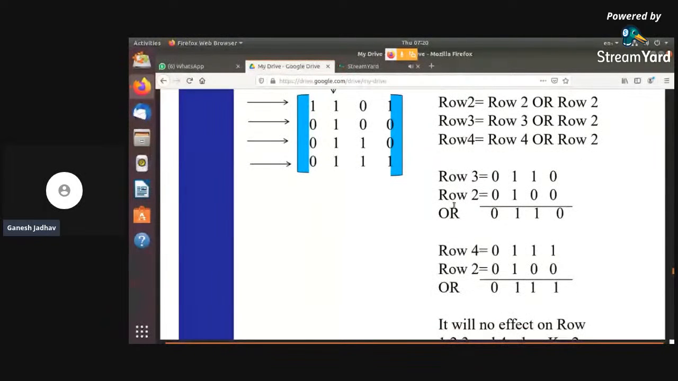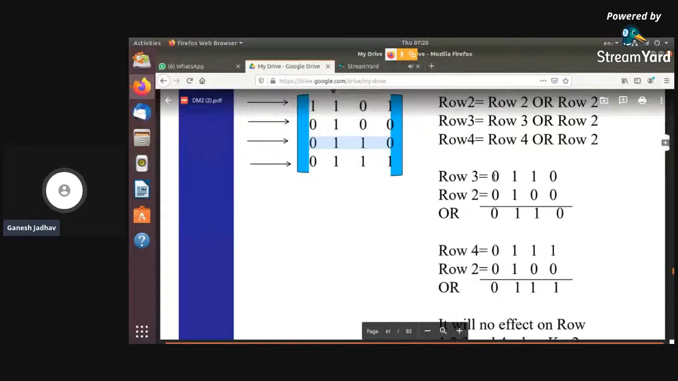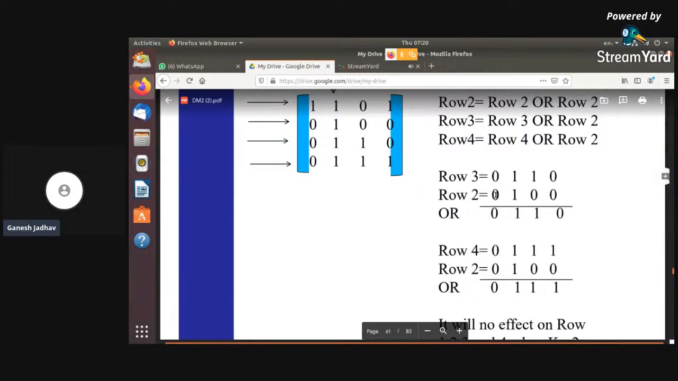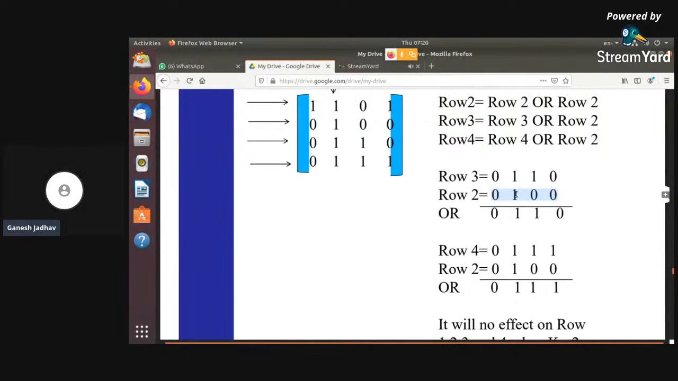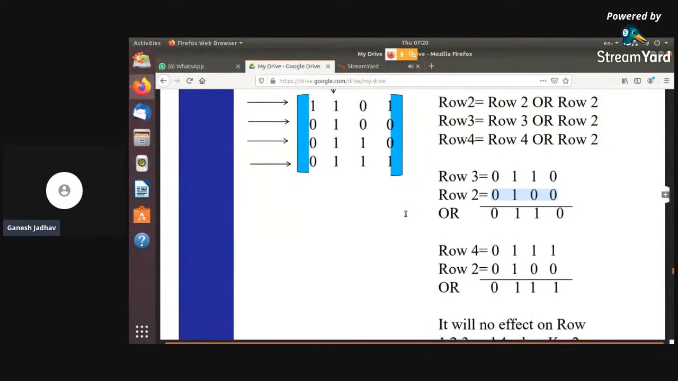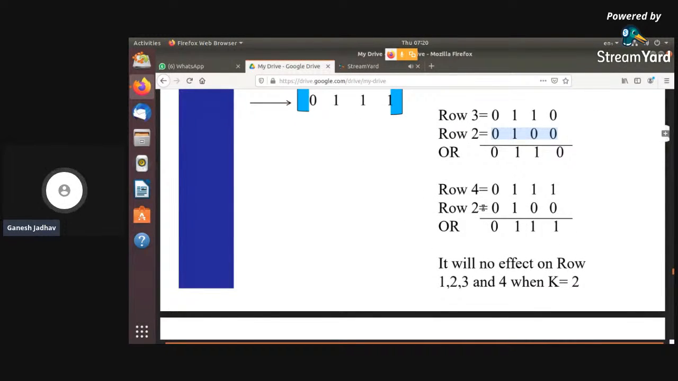So here is the third row, you can write this row: 0110. Row 3 is 0110 and row 2 is 0100. So you can get the modified row, which is 0110. So this is the modified row. Then another one, row 4, which is 0111. Row 2 is 0100, or you can get 0111.